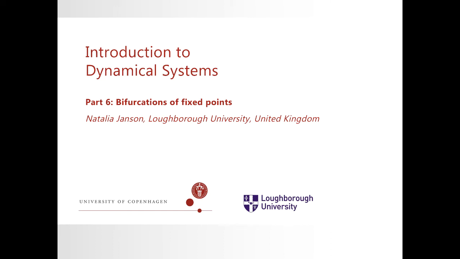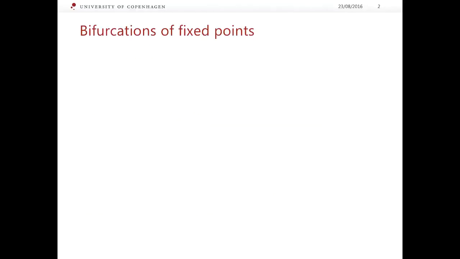Introduction to Dynamical Systems, Part 6, Bifurcations of Fixed Points. Generally, dynamical systems can depend on some control parameters. In the previous part, we considered van der Pol equations, which depended on parameters epsilon and omega naught.